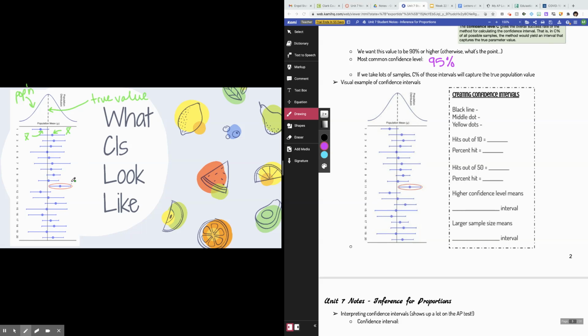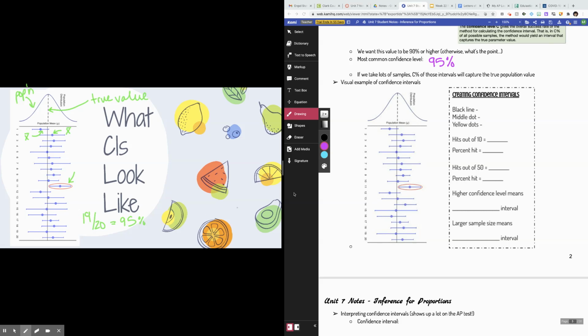But another thing I'm hoping you'll notice is this confidence interval right here does not capture the true value, okay? But I ran 20 confidence intervals, and 19 out of the 20 did capture the true value, which is about 95% of my intervals, right?